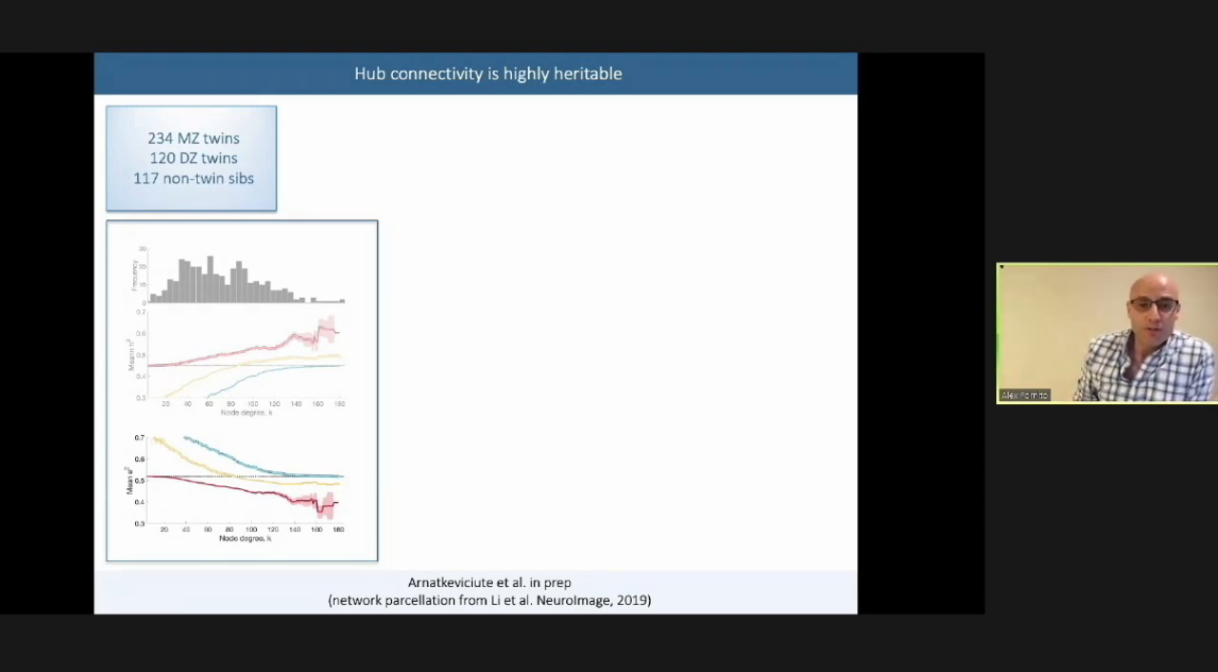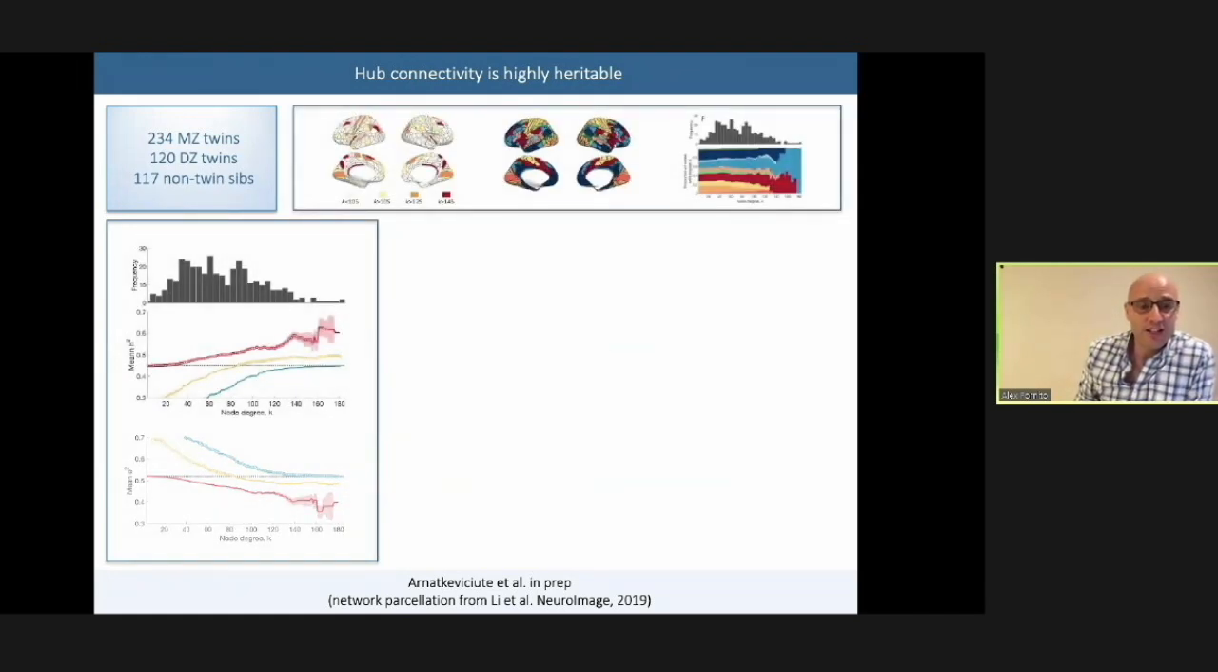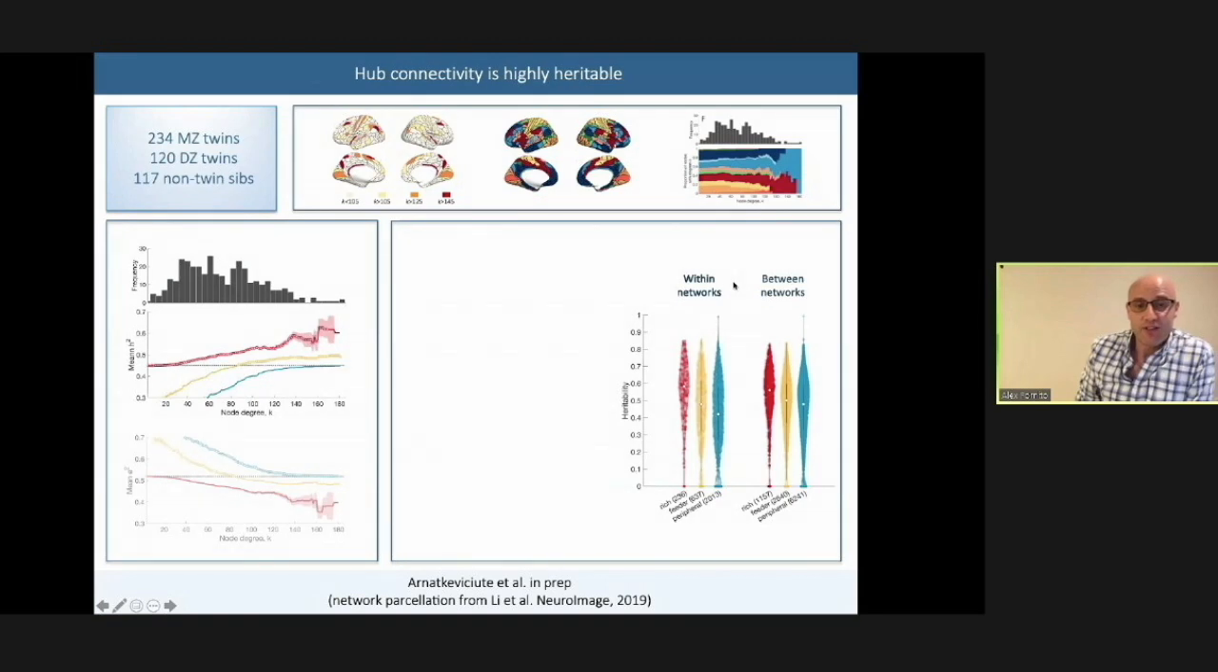So you might say, okay, well, is this related to just network affiliation? Maybe most of the hubs are in one specific network or another. So we assign our regions to different canonical networks using the parcellation from Lee et al. of the HCP Atlas. And we find that hubs can be found in just about every network, but when you really get to the most highly connected nodes, they are overrepresented in the association networks. So default mode, frontoparietal, cingulo-opercular. And if we look at heritability estimates for connections within and between networks, we find in both cases they're highest for rich links, so it's not explained by that.